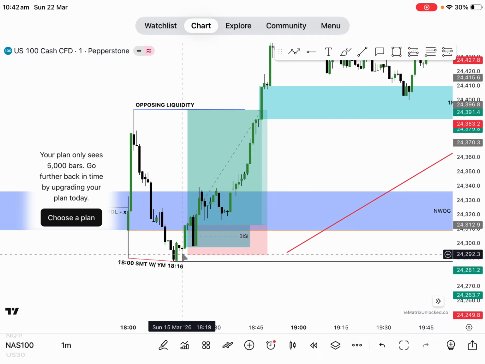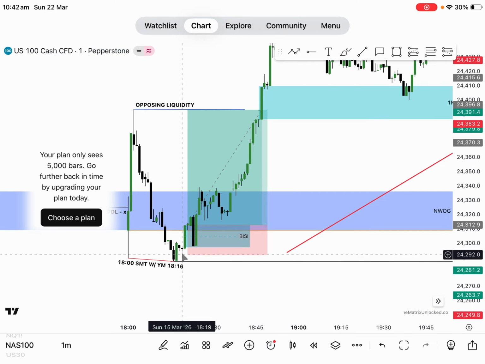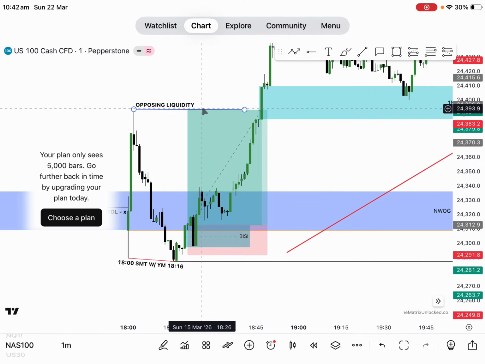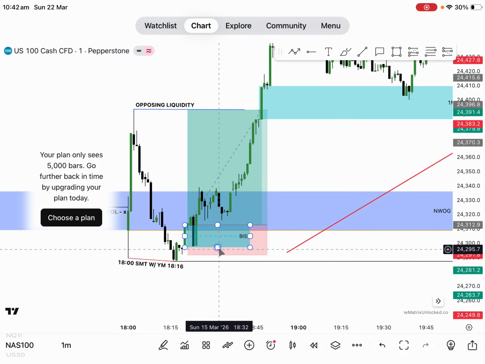Stop loss right below that candle number 1. This is 1, 2, 3, third candle. This is the first candle, right below the first candle. Opposing liquidity. This is a 3.8 risk to reward ratio, guys. Look, 80 points, winner, 21.1 points. That was the potential loss, 3.8.